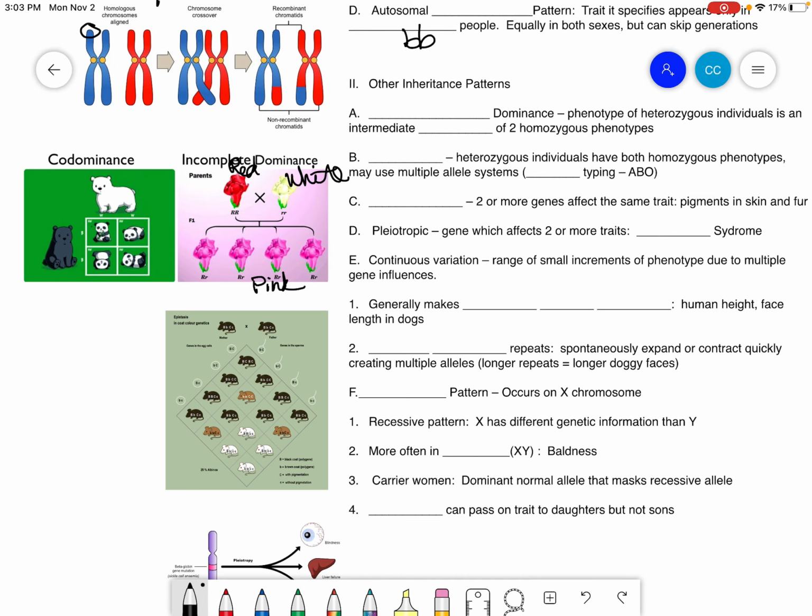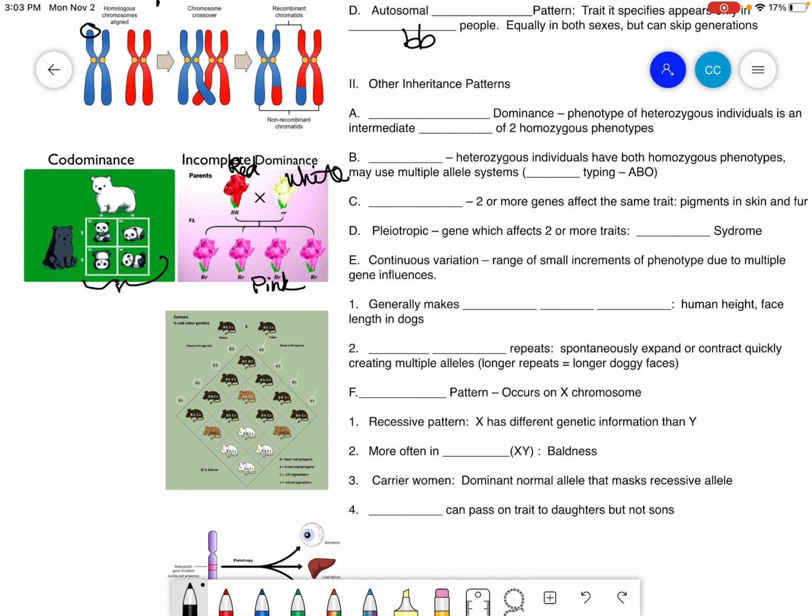The next one is codominance. In codominant traits, heterozygous individuals will have both homozygous phenotypes. So this may use a multiple allele system, such as blood typing or having ABO. In my beautiful picture, you've got a black bear and a white bear, and you end up with what looks like a panda, which is not a bear, but it's exhibiting both the dark and the white phenotypes.